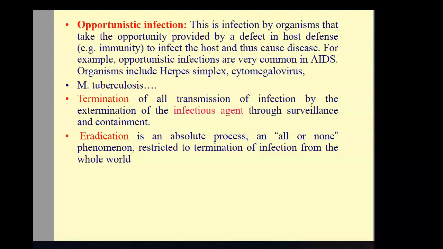Opportunistic infections. This is an infection by an organism that takes the opportunity provided by a defect in a host defense. So when your immune system is compromised, you could easily have an opportunistic infection. People who have HIV, because their immune system is compromised, easily have infections that otherwise their system could have prevented. Termination of all transmission of infection by the agent can also come through surveillance and containment, but eradication is the absolute process, restricted to the termination of infection from a worldwide point of view.